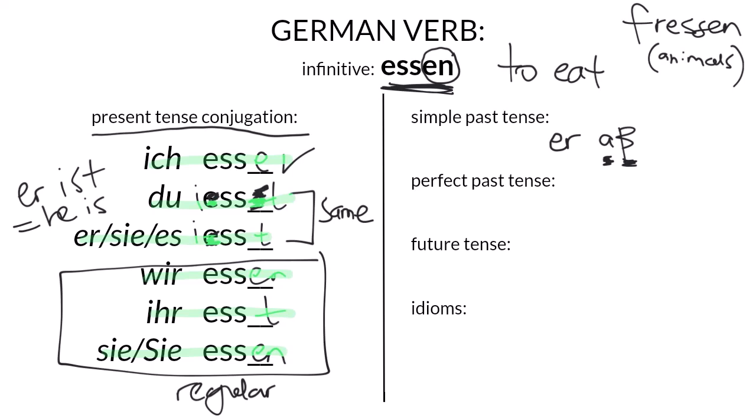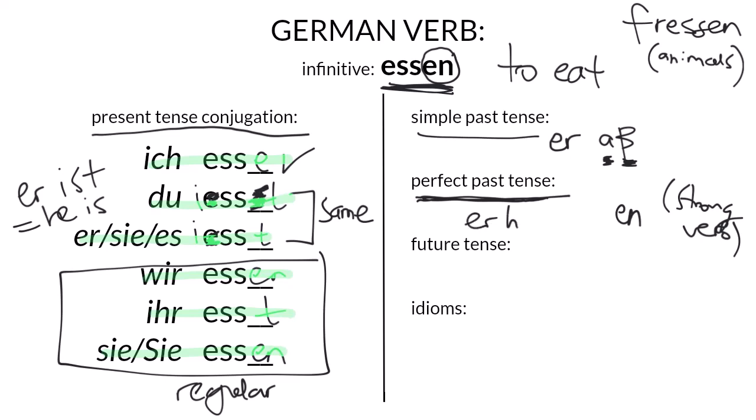What is it in the perfect past tense now that we've seen the simple past tense? Well, we've got a vowel change in the present tense, which means if you know about this pattern, the perfect past tense is going to have an en at the end of the past participle. It's what's called a strong verb because it keeps that en. And so we're going to say hat gegessen. Hat gegessen, he ate, he has eaten.